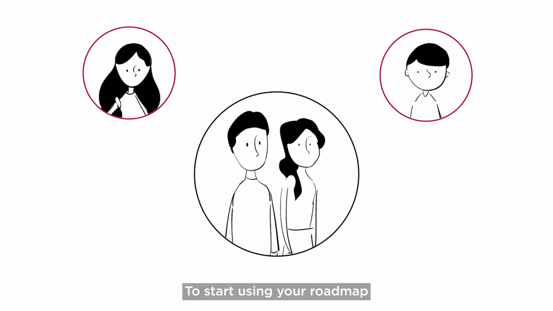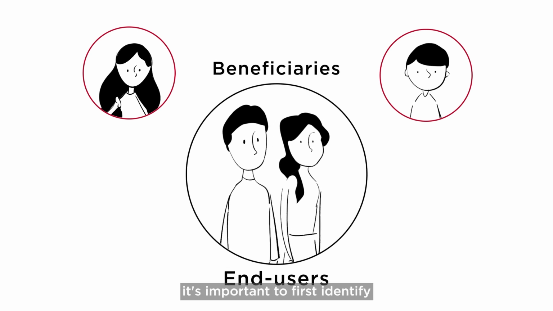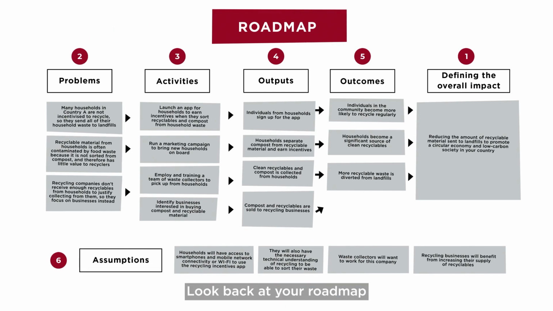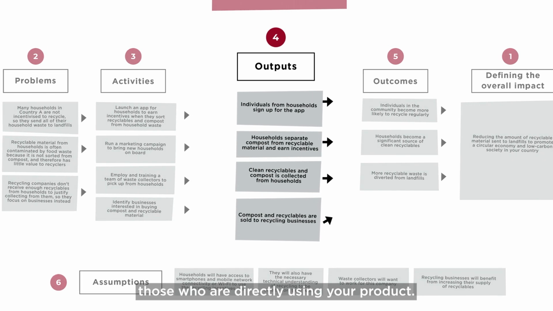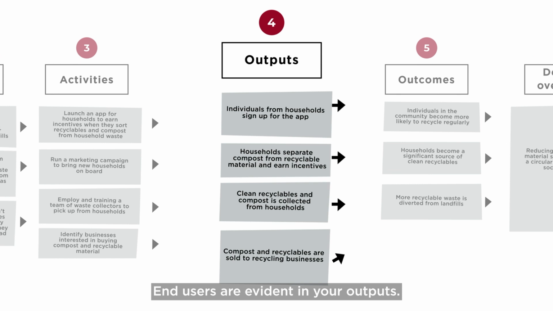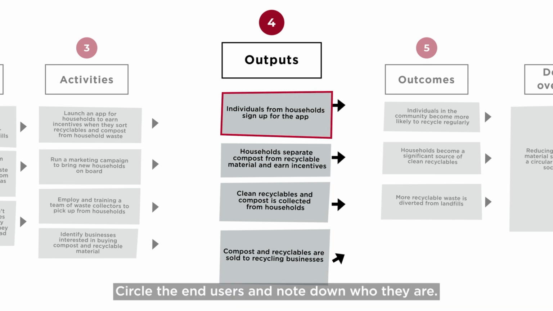To start using your roadmap to determine KPIs and milestones, it's important to first identify your end users and beneficiaries. Look back at your roadmap and ensure that it clearly identifies your end users, those who are directly using your product. End users are evident in your outputs. In the recycled waste example, end users are the individuals using the app. Circle the end users and note down who they are.